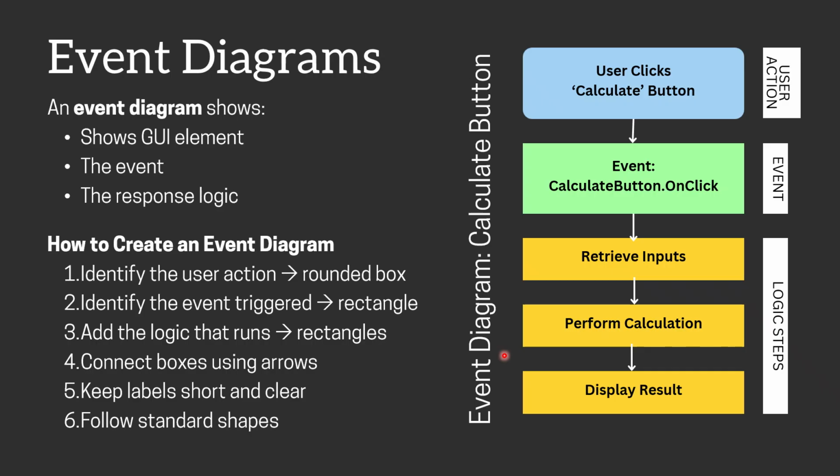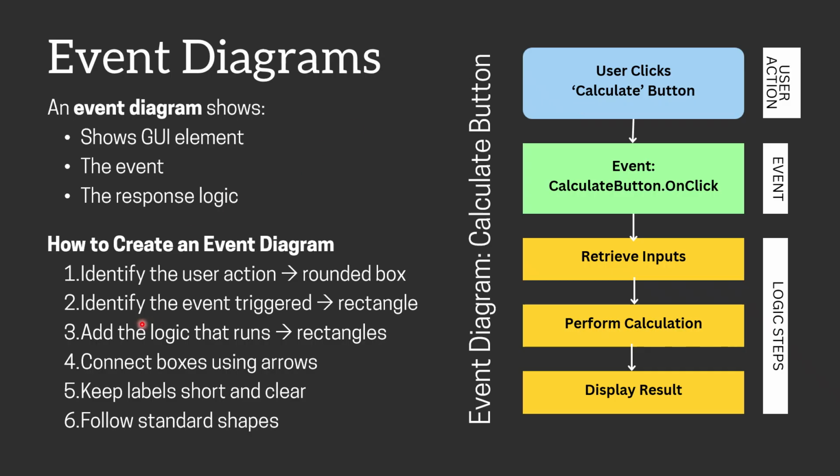Now, let me go over the basic guidelines that you can use when you're creating an event diagram. One, you're going to start with the user action. You're going to put the user's action at the very top of the diagram, and this is usually written inside a rounded rectangle because it basically starts the flow. Examples of user actions could be a user clicks a button, or a user types in a text box, or a user selects an item from a menu, or maybe the user submits a form.